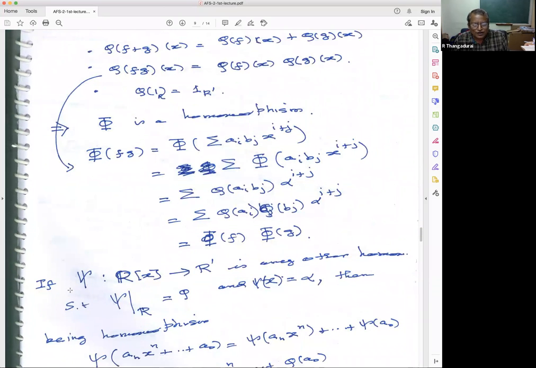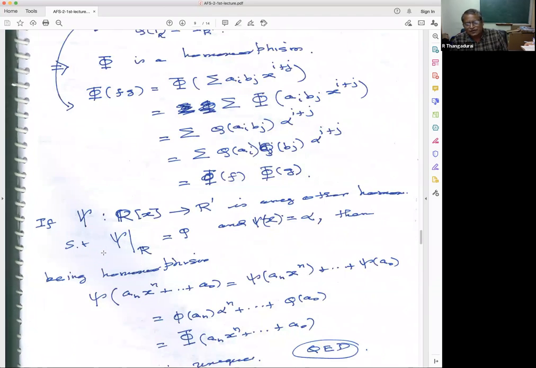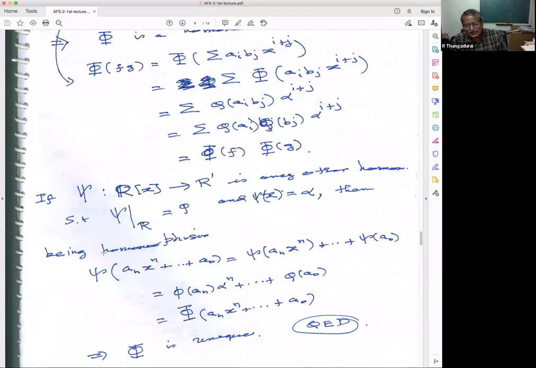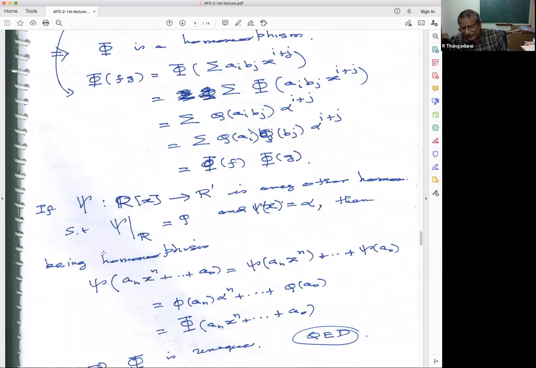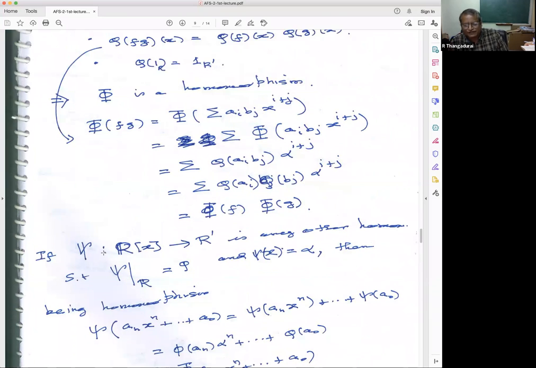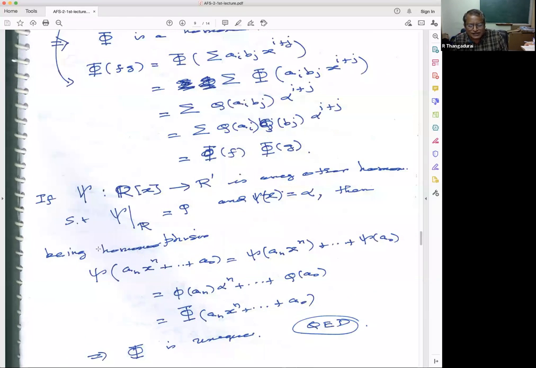How do we prove it? We match for every element of R[x]: psi of f is the same as phi of f. f is an arbitrary element of R[x], f is nothing but a_n x^n plus etc. plus a_0. So psi of this. Psi is a ring homomorphism already, so therefore this breaks up this way.